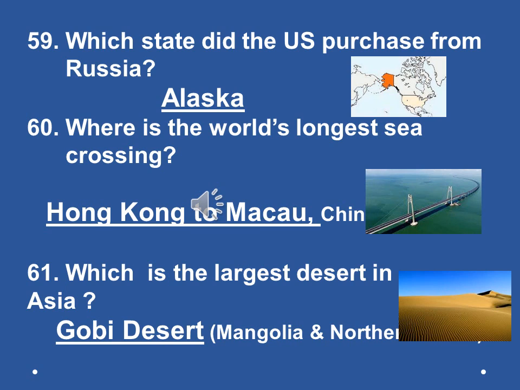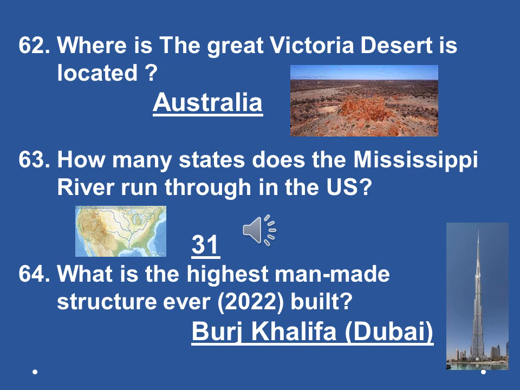Where is the world's longest sea crossing? Hong Kong to Macau, China, 55 kilometers. Which is the largest desert in Asia? Gobi Desert, Mongolia and northern China. Where is the Great Victoria Desert located? Australia.